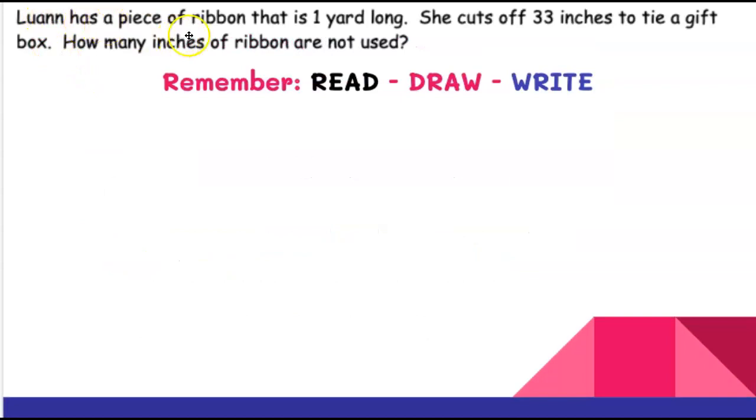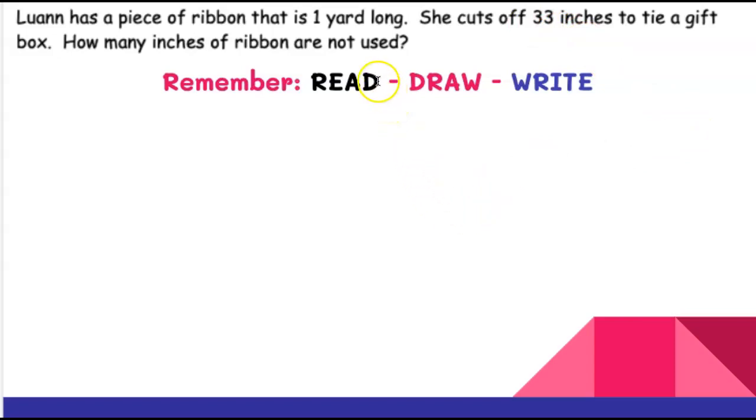Luann has a piece of ribbon that is 1 yard long. She cuts off 33 inches to tie a gift box. How many inches of the ribbon are not used? One more time. Luann has a piece of ribbon that is 1 yard long. She cuts off 33 inches to tie a gift box. How many inches are not used? So it sounds like we have the total. She has 1 yard and she cuts off 33 inches. That's one part. We have to find the other part.